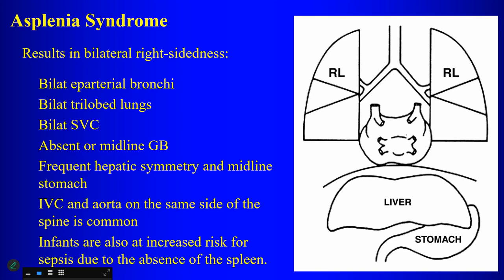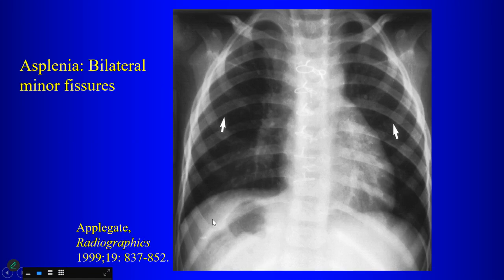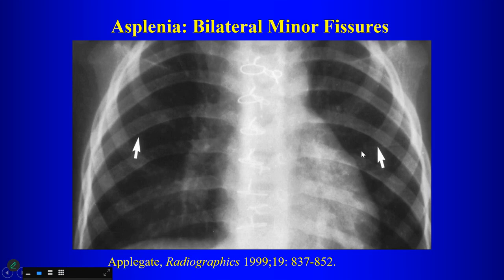So that's the difference between eparterial bronchus and hyparterial bronchus. Those terms you have to be familiar with. All right. Bilateral trilobe lungs, but could be bilateral SVC, absent or midline gallbladder, frequent hepatic symmetry, midline stomach, IVC and aorta tend to be on the same side of the body, and of course infants are at increased risk for sepsis due to the absence of the spleen. This is supposed to be illustrating here bilateral minor fissures, right? So bilateral minor fissures in asplenia, meaning we have bilateral trilobe lungs, okay?